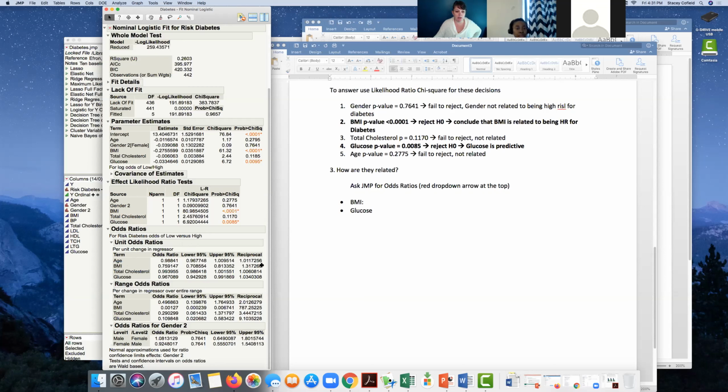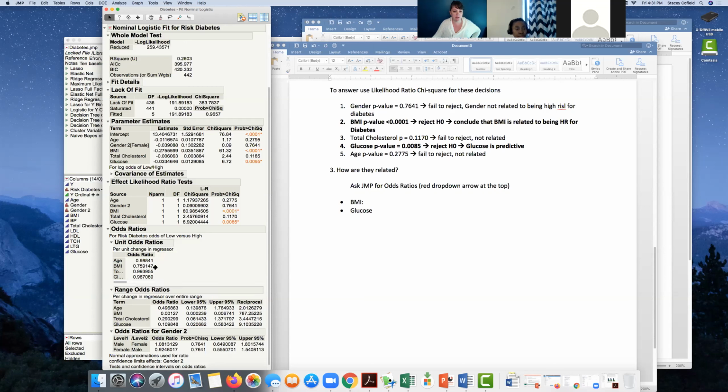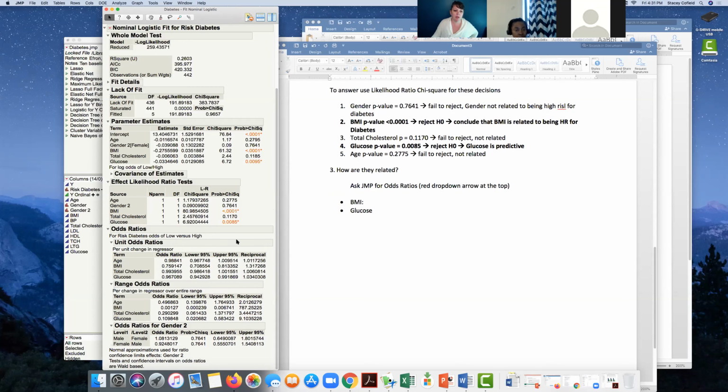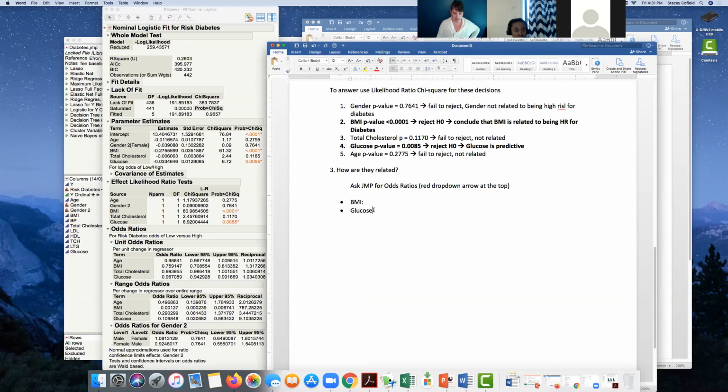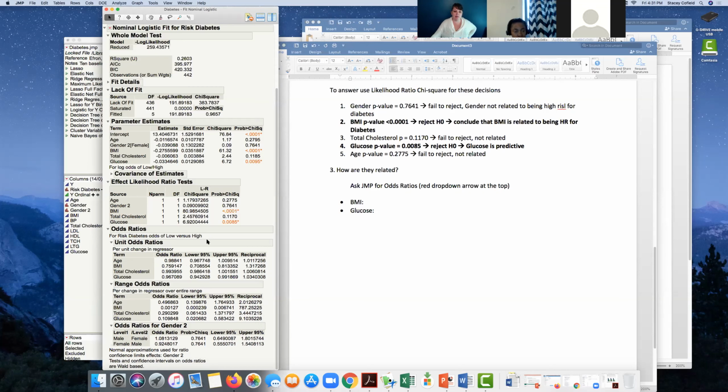We want to look at the per unit change. But I think this is where things get tricky, because you have to pay attention to this. The odds ratio is telling me for low risk to high risk. So it's predicting the likelihood of being low risk, right? Low risk is good. It's predicting the likelihood of being low because L comes after H in the alphabet.